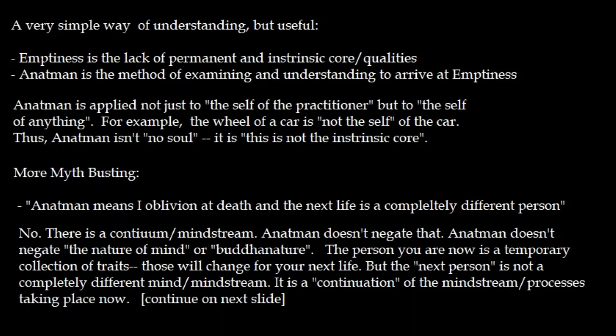So Anatman is not applied just to the self of the practitioner, but Anatman can also be, and is supposed to be, applied to the self of anything, right? So for example, the wheel of a car is not the self of the car, right? So again, Anatman isn't saying no soul. Anatman is saying this is not the intrinsic core. This is not an intrinsic quality. This is not the self. It applies to your own stream of consciousness and psychological constituents, but it also applies to physical objects too. Anatman is the method and emptiness is the conclusion.